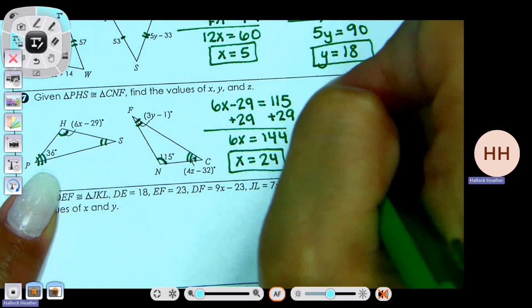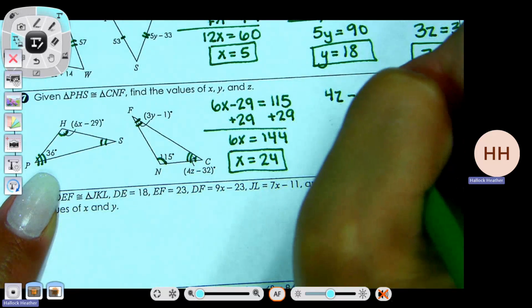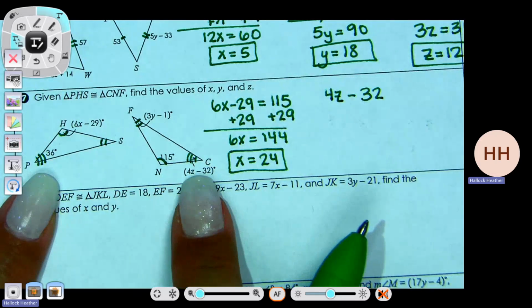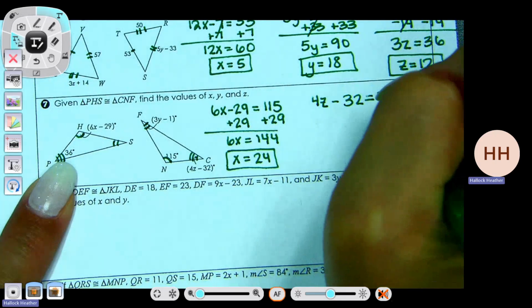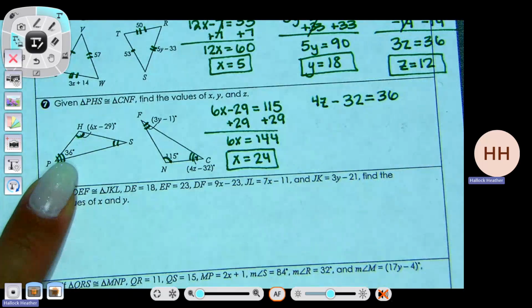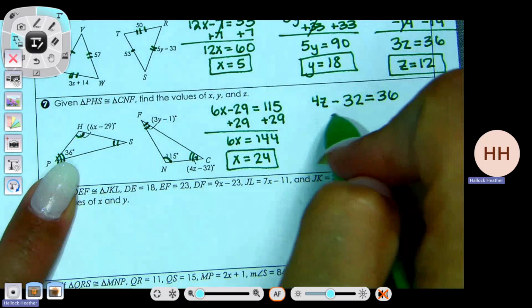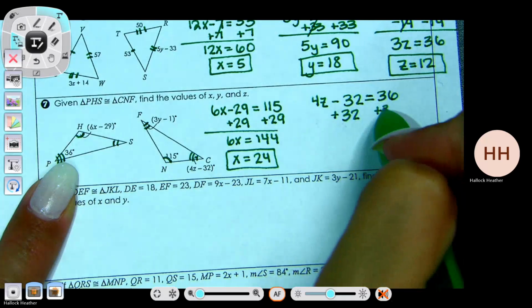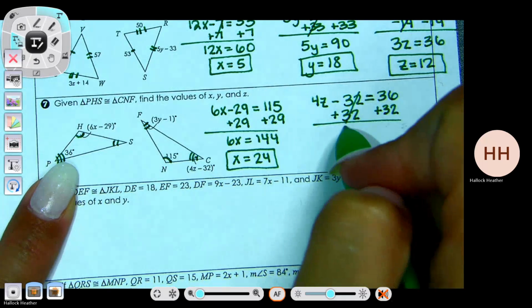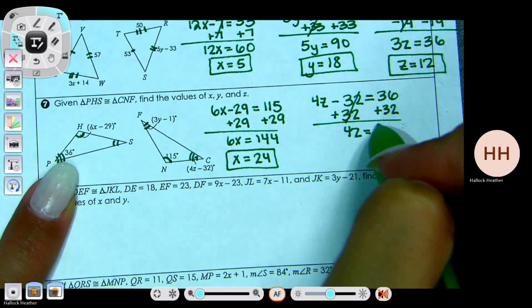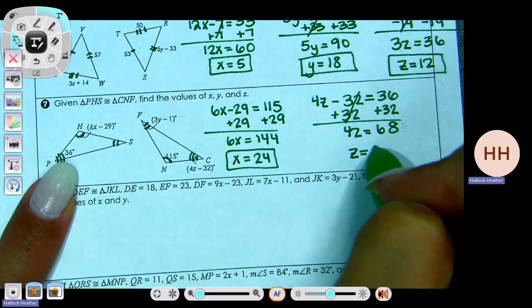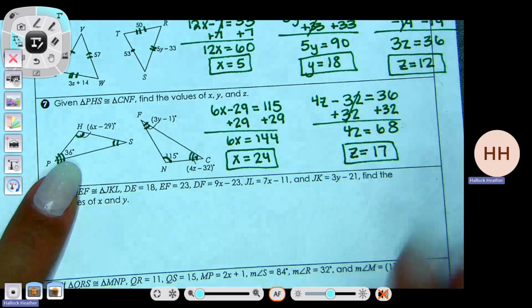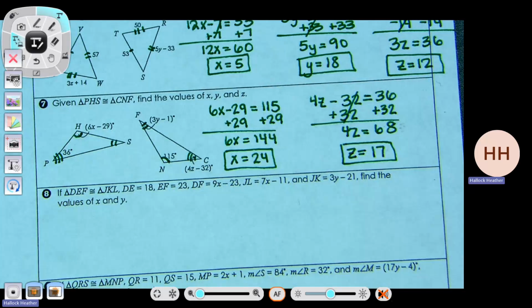Technically, there's a bunch of different ways you can do this. It's geometry, so there's not one way. Let's do Z first. 4Z minus 32 is going to be equal to 36, because Z matches with 36. And then we'll figure out how to find Y in the end. So I'm going to add 32, and then divide by 4. What do I get for Z? 17.